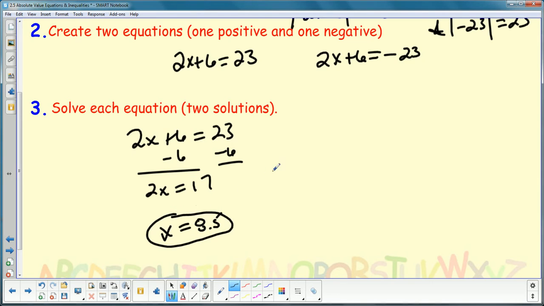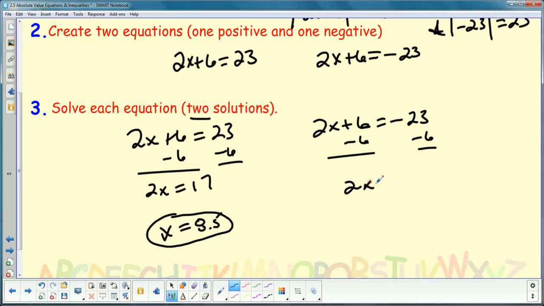Okay, that'd be one solution, but remember we need two. So I rewrite my other equation: 2x plus 6 equals -23. I subtract 6 from both sides, and I get that 2x equals -29. The last step, divide by 2 so that we isolate the x. And so x is going to be a negative, what do we get here, 14.5. And that would be our second value.